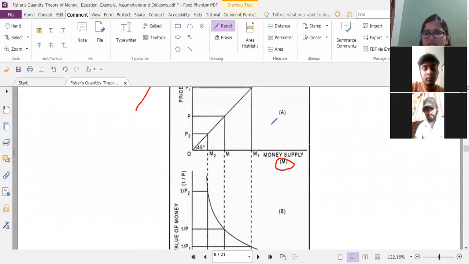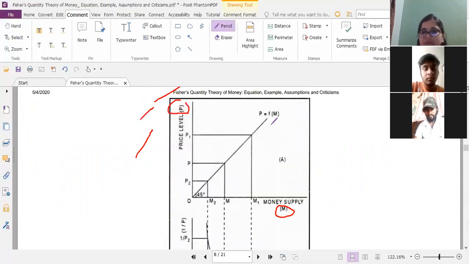Why does it change? Can anyone tell me? It's simple, right? If money supply in the market or economy increases, more money comes into our hands. So we are ready to spend more, right? And therefore the prices go up. Our income increases, we have more money in our hand, therefore we are ready to pay more, and therefore the prices increase, right?